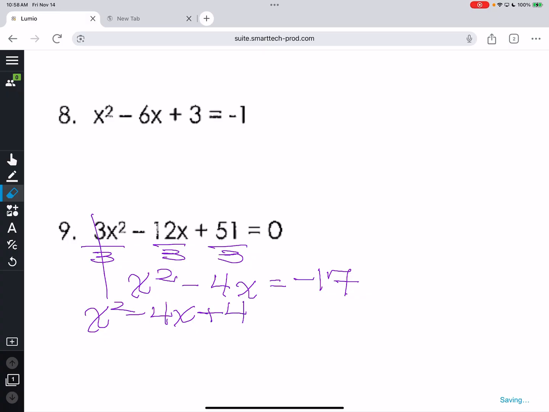Do you just completely drop the 3 if they all divide by 3? Say that one more time? Do you just drop the 3? Mhm. So it's just gone now? Mm-hmm. So then you just take x minus 2 equals negative 13. And that's it. But then this becomes a square root, so it's just x minus 2 equals negative 13.